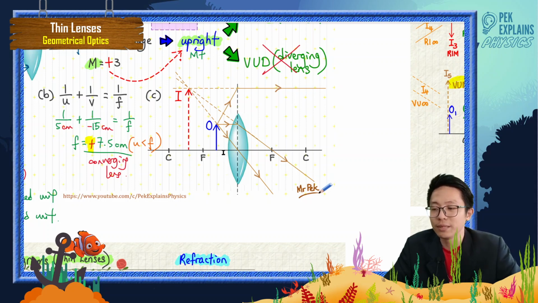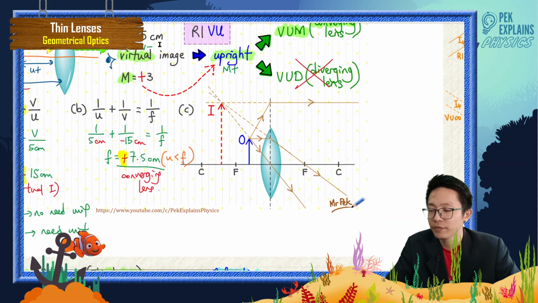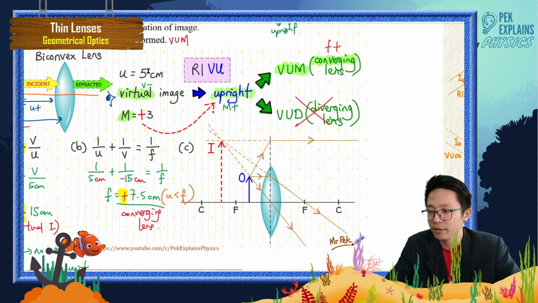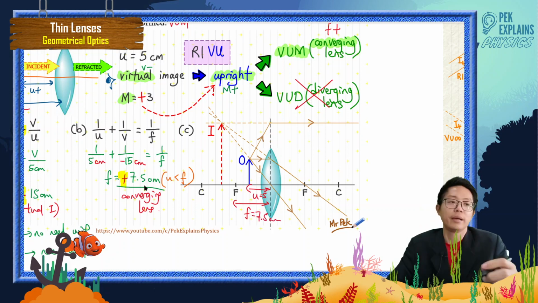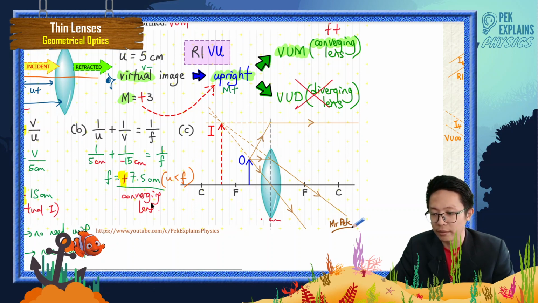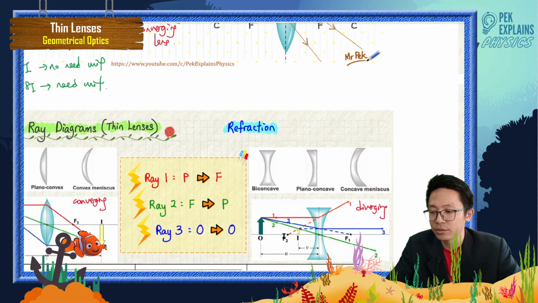Now, the object must be less than F. Remember, my object distance is only 5 cm. Yeah, this is my object. My object is only 5 cm, but my focal length is just now 7.5 cm. This is correct. All right. So let me rub this off now. So I need to draw the image. Remember how to draw?